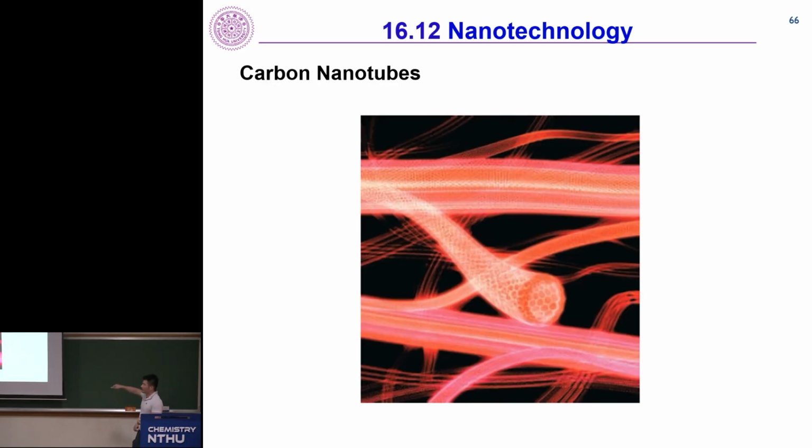So this is a picture of carbon nanotubes, where basically you take a piece of graphene and just roll it into a tube. And you can imagine many things you can do with the tube. You can actually transport materials. You can actually adhere different materials on the tube. So this is a very interesting material.